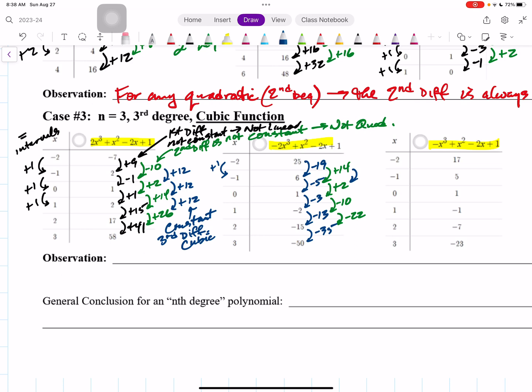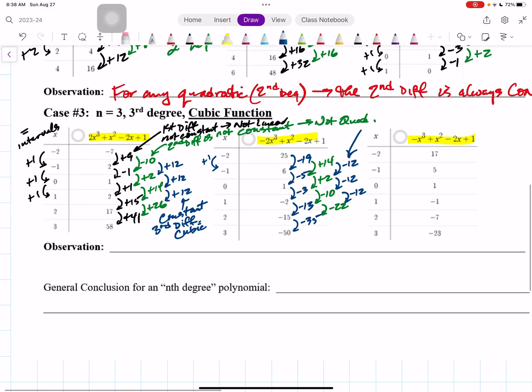So from 14 to 2 is a decrease of 12, so a -12. From 2 to -10 is a -12, and from -10 to -22 is a -12. So now we have the third difference is constant. So this tells me that we have a constant third difference, and that tells me, I'm going to write my thoughts, that we have a cubic function, which is a third degree function. So this is cubic.